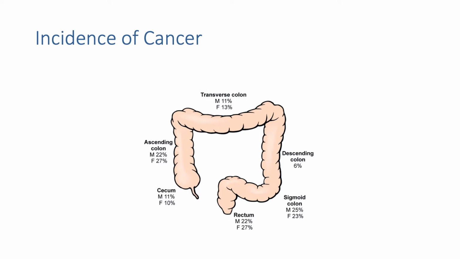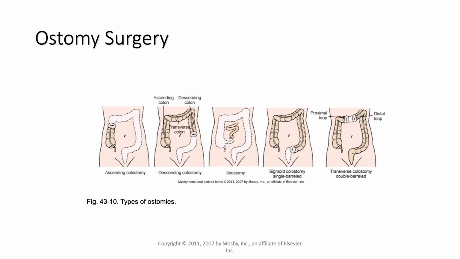So just the incidence of cancer, the most common area to develop colon cancer is in the sigmoid colon. The rectum is the next most common place. You don't really have to know these details. Ascending colon is probably the next most common place. The cecum, the transverse colon, and the descending colon are the least common places. But you can see that a tumor might arise in any point of the large intestine. Therefore, ostomy surgery might happen in various places.